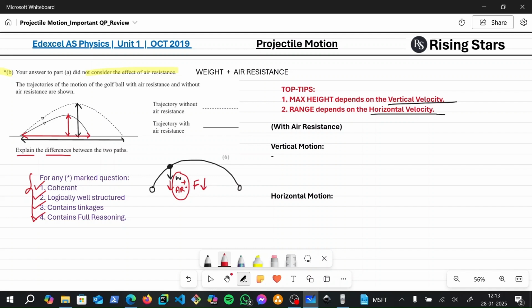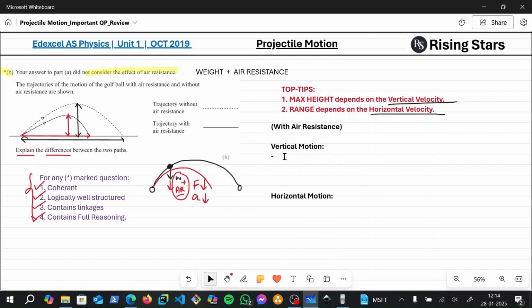And if the force is acting downwards, from Newton's second law the acceleration will also be downwards. It's negative because downward is negative. So we already have a negative g acting downwards, and now we have something even more negative, which means a greater deceleration acting downwards. This greater deceleration will pull the ball even more downwards, reducing the max height. So this is what is happening for the vertical motion: air resistance bringing the ball down. Now let's move on to the answer.